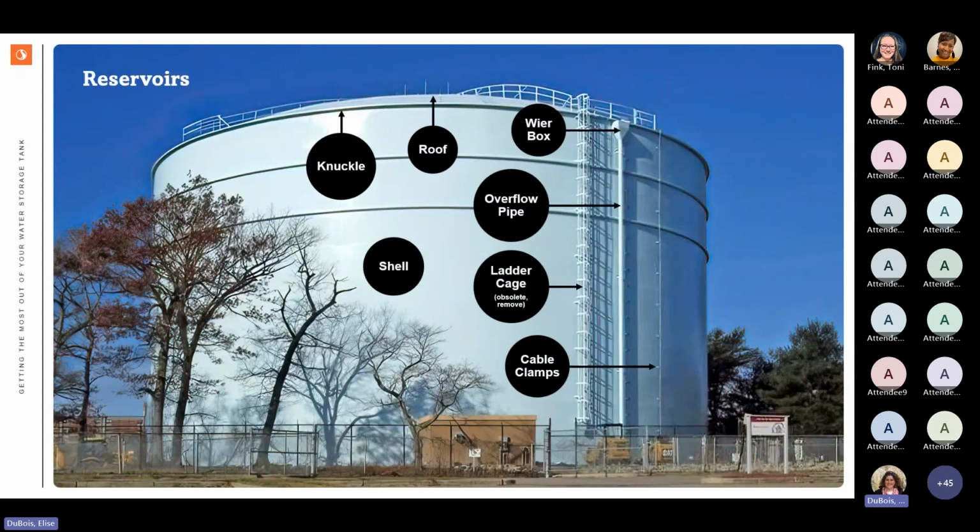Some key terms for you to know. The knuckle, that's the point where the roof meets the shell. It's an odd term, but used a lot. And ladder cage, OSHA requires that these be removed and has since 2011 because they do cause more harm than good.